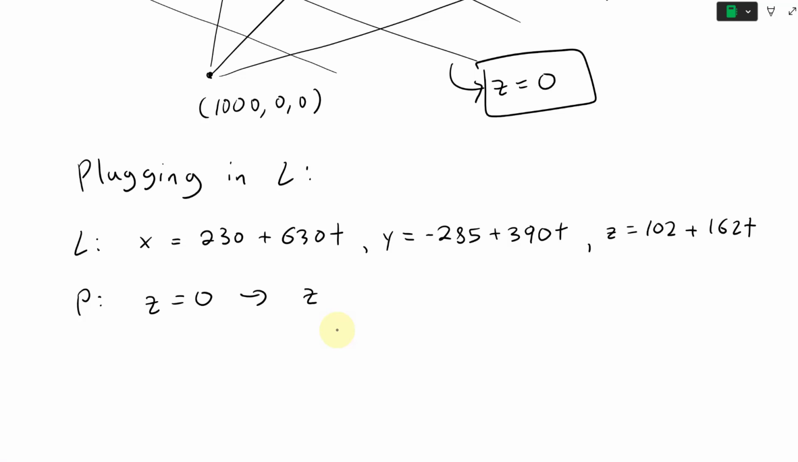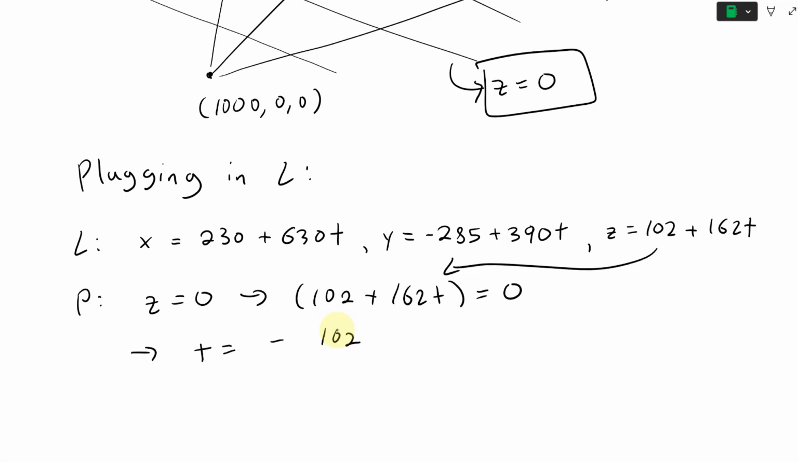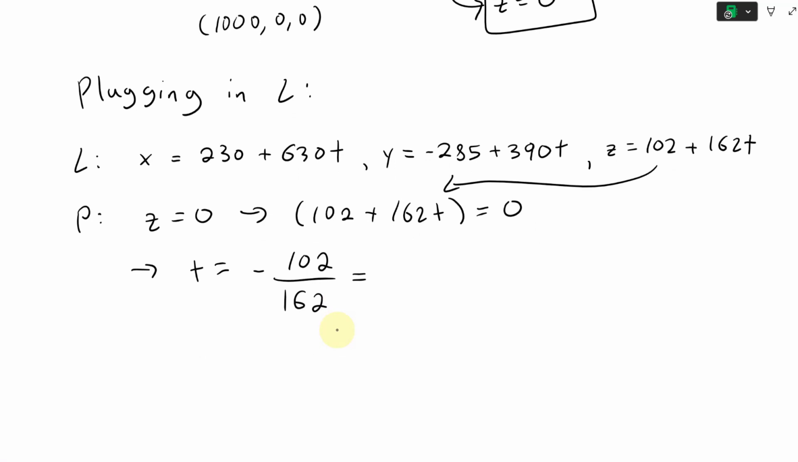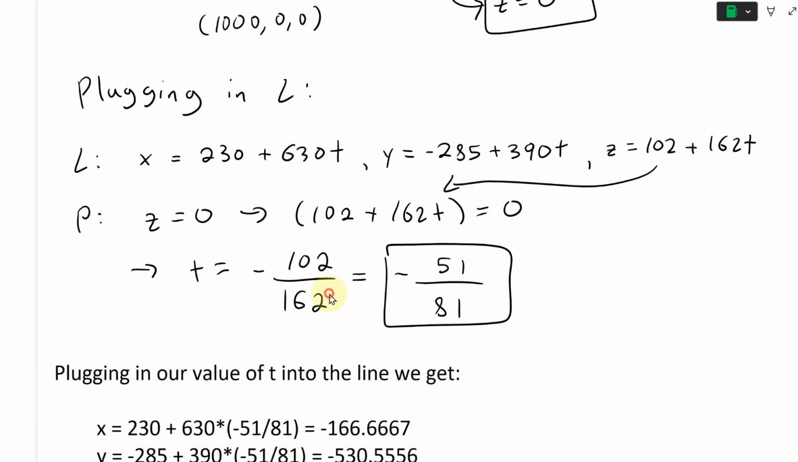Well, z equals 0, that's just this part right here. Or we replace z now with this 102 plus 162 T equals 0. Put the bracket just so it looks like we're plugging that in. Then move this over, we get T is equal to negative 102 over 162, like that. And here, let's just divide this out by 2. So 51 times 2 is 102, so 51, and the bottom one is going to be 81. So this is a quick simplification.